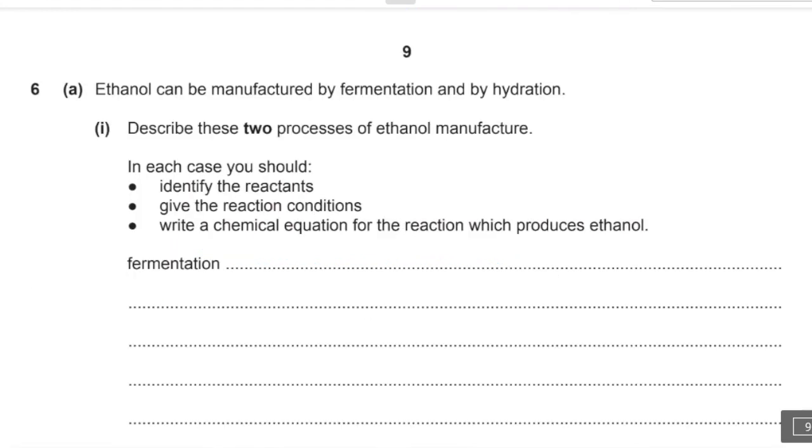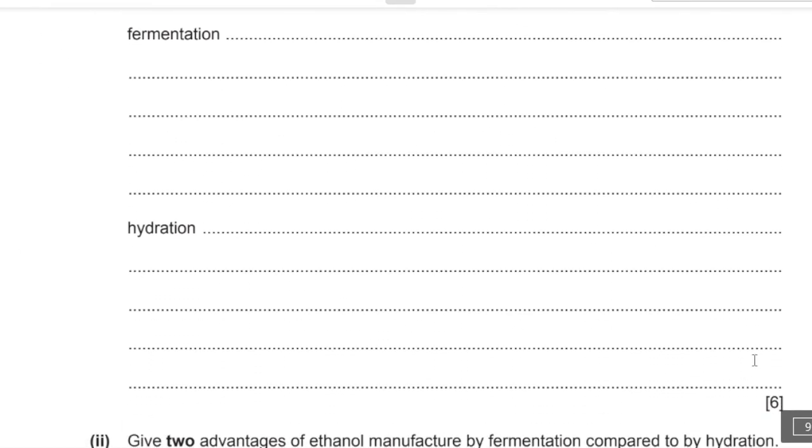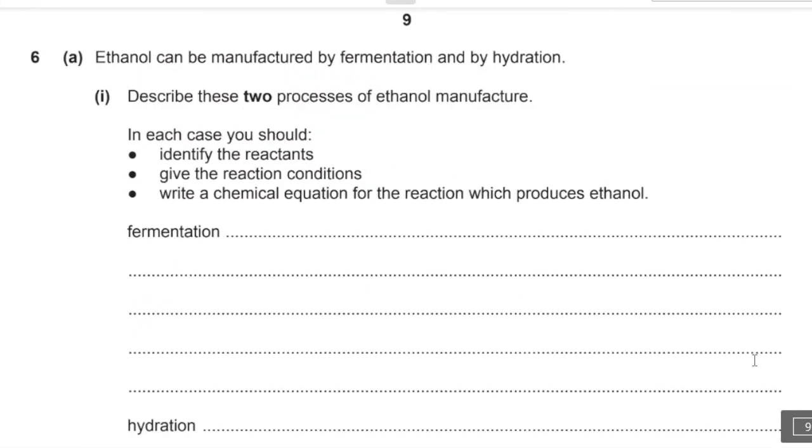Ethanol can be manufactured by fermentation and hydration. Describe these two processes of ethanol manufacture. In each case, you should identify the reactants, give the reaction conditions, and write a chemical equation for the reaction which produces ethanol. So this question is of 6 marks. You need to write 3 points for each of the two processes to gain all of the 6 marks.